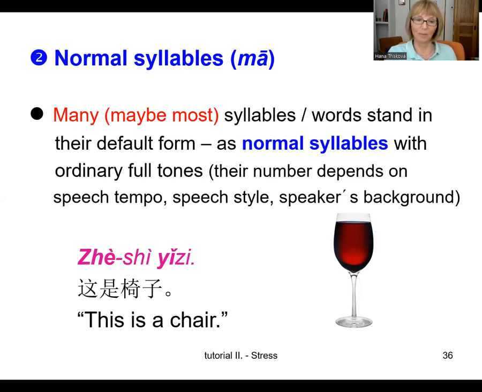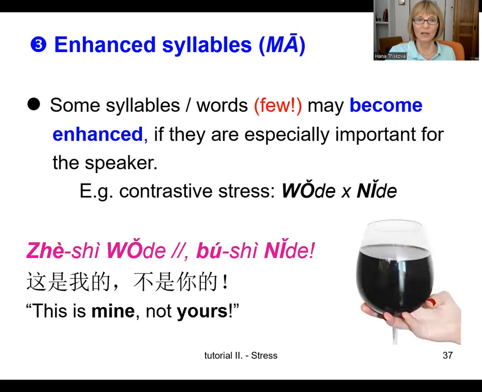So here's a short example of a sentence composed of just 3 words. 这是椅子, so 这 and 椅 would be normal syllables. Some syllables or words, not so many, usually just one in the whole utterance, may become enhanced. It happens if they are especially important for the speaker. For instance, if the speaker wishes to contrast some items, such as 我的, 你的, 这是我的, 不是你的. This is mine, it's not yours.